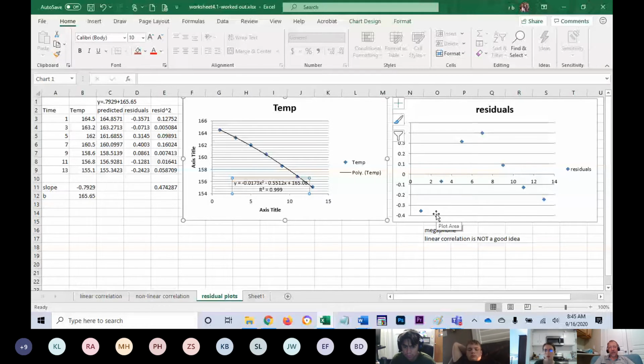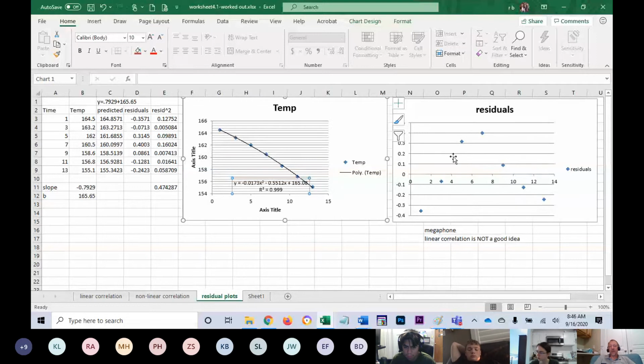And so that's why we shouldn't use linear, even though this looks like a pretty straight line. In fact, it looks like a really straight line. Linear correlation isn't recommended. You should use some sort of other method.